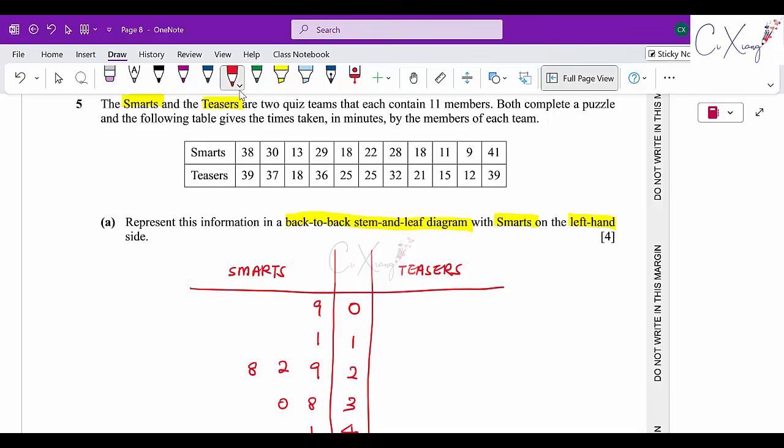Alright, so I'm having 1, 3, 8, 8 for this case. Then for the row of 2, you're having 2, 8, 9. So you should write 2 here, 2, followed by 8, followed by 9. Then 0, 8, so 0 should come first. Then 41. So apply the same thing for the Teaser. Then if you don't make any careless mistake, your final answer should look something like this.